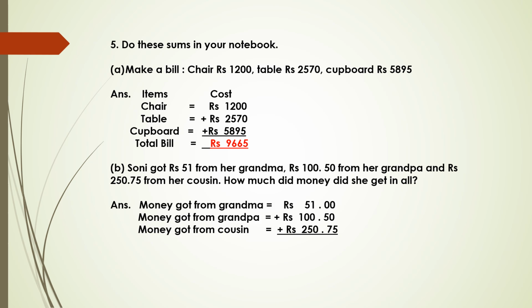The money got from grandma is rupees 51. Money got from grandpa is rupees 150 paisa. And money got from cousin is rupees 250 75 paisa. Now add all these and keep in mind that you have to bring all the points in the same column. Now when you add, children, you will find the total money is rupees 402.25 paisa.